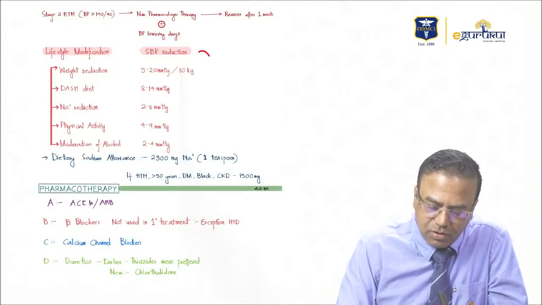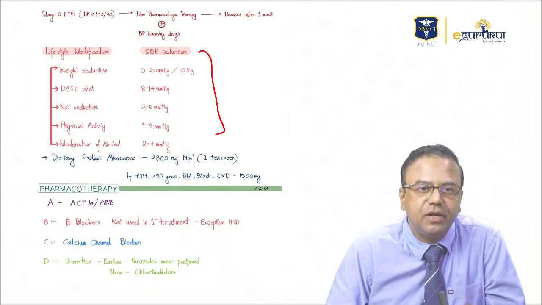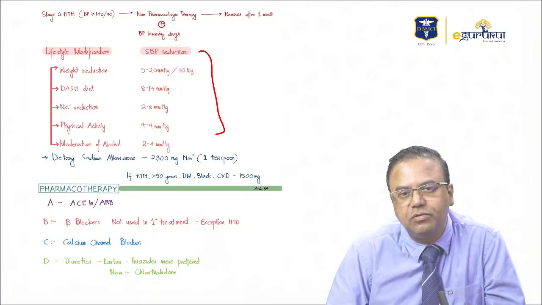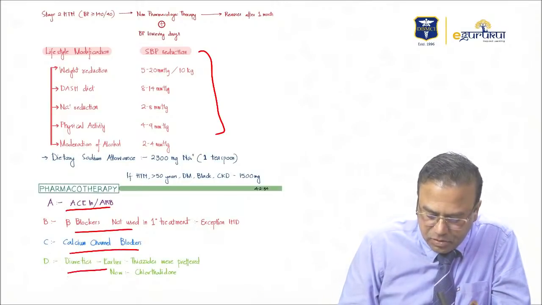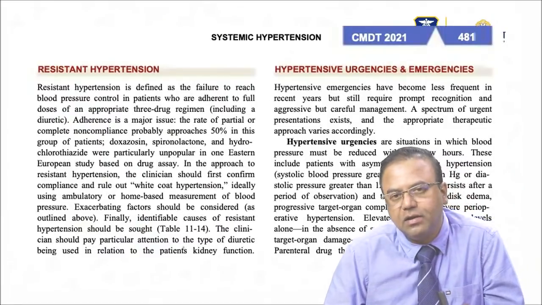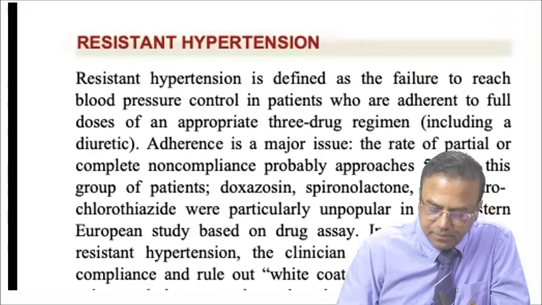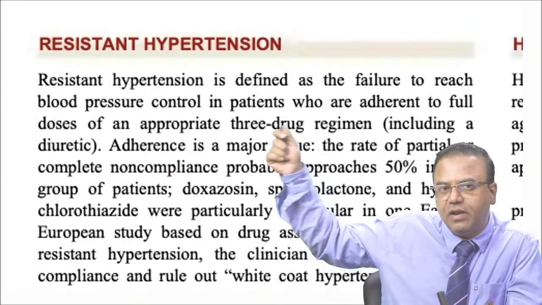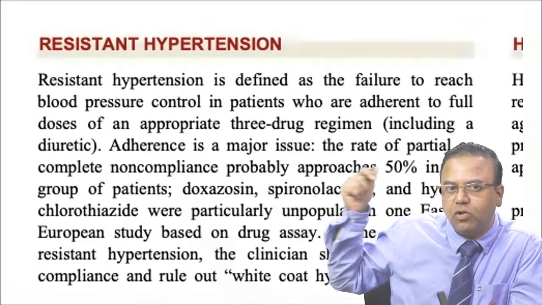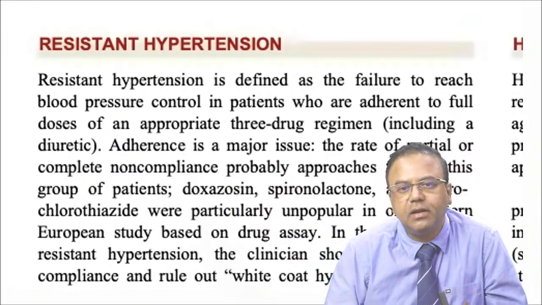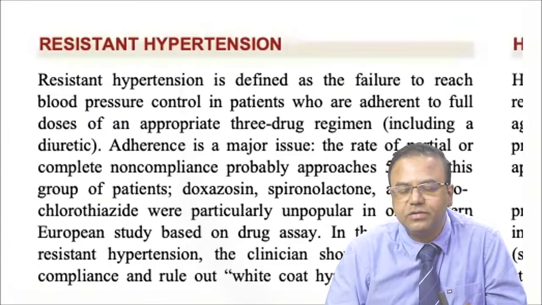So you covered about what things will reduce BP, weight reduction, how much it will reduce, DASH diet, how much it will reduce. This we've covered in the class. We also discussed about the pharmacotherapy. And you should know that this is again CMDT 2021. You can see the definition of resistant hypertension. Defined as failure to reach blood pressure control despite the patient taking a 3 drug regimen, which must include a diuretic. Despite taking the diuretic plus the two other drugs, the patient still has BP not controlled. That's what we define as resistant hypertension.